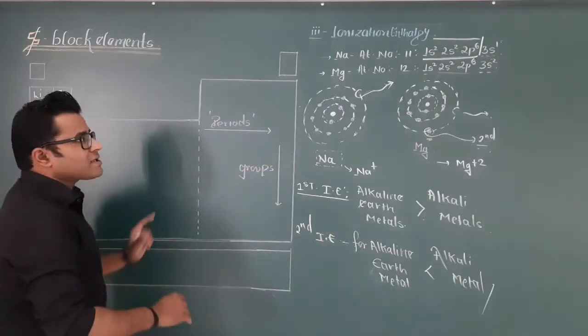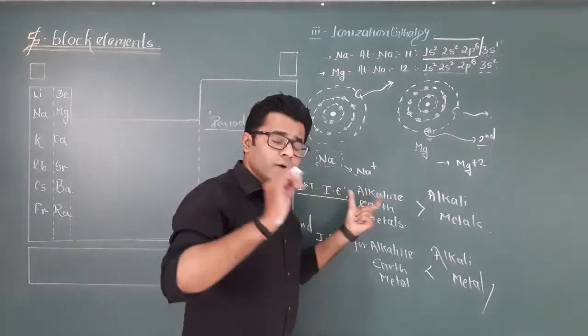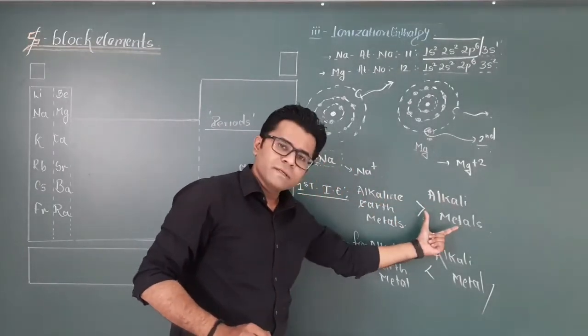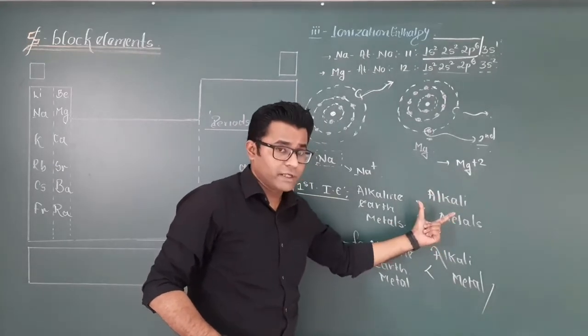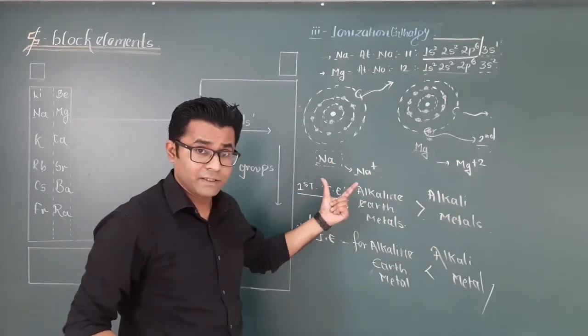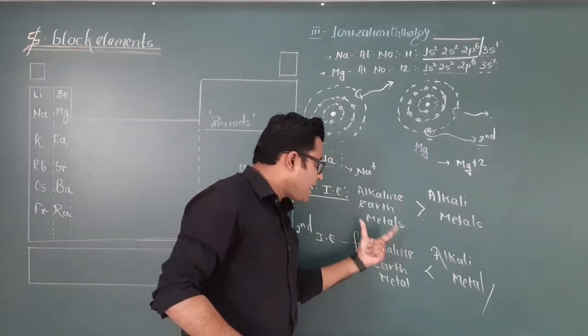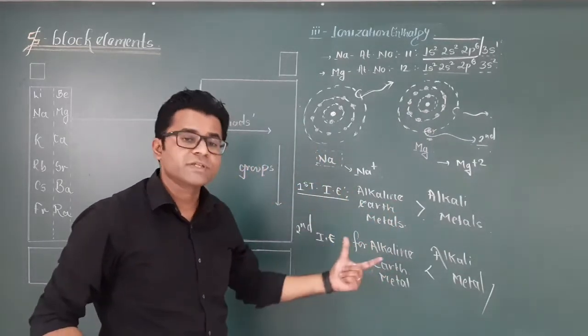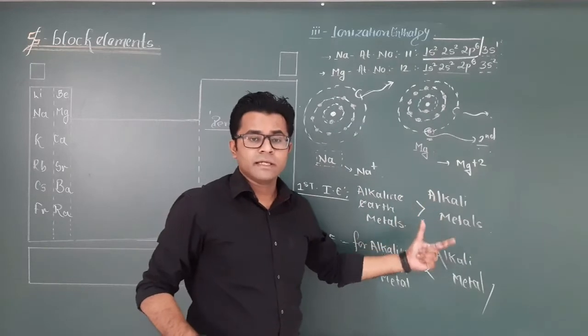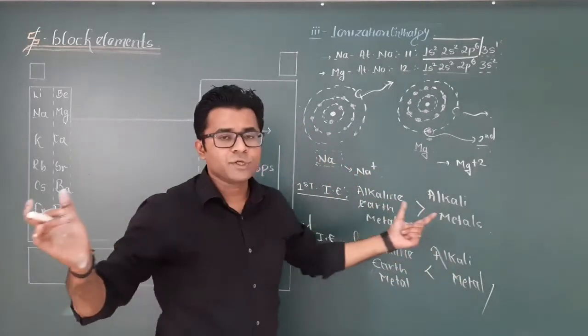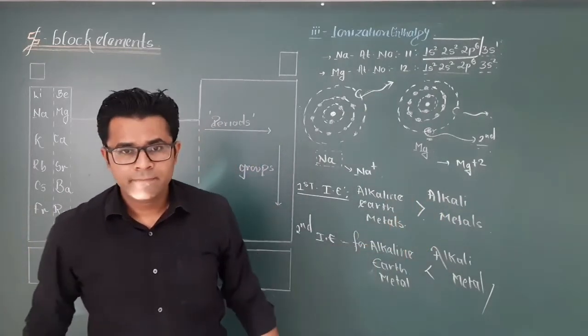So in the first case, for the ionization enthalpy, what happens? Alkali metals are going to have a lesser amount of energy for the first ionization enthalpy, while for the second ionization enthalpy, it is going to be the alkaline earth metals which have the smaller energy. Alright, so this is all about the ionization enthalpies.